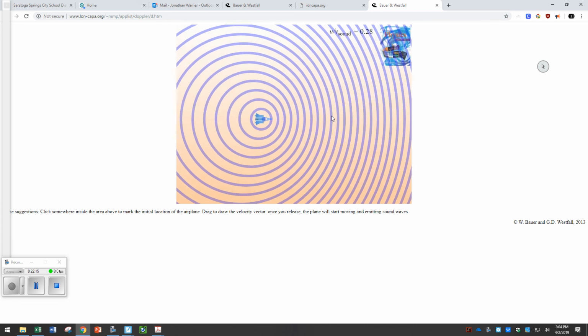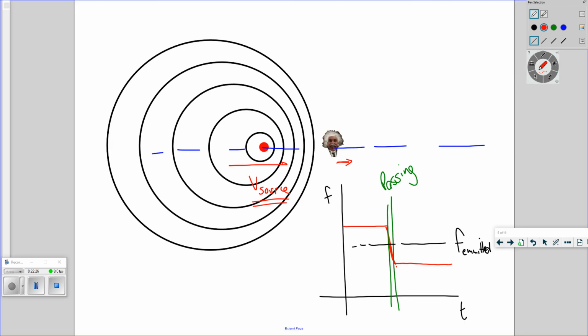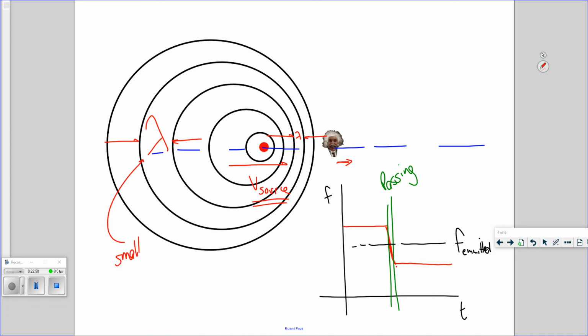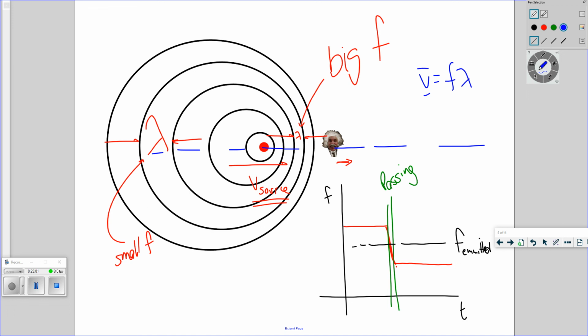I mean, if wave speed is the same everywhere, out here, what we get is a small wavelength. This is a large wavelength. And because wave speed is the same everywhere, not source speed, wave speed depends on the medium through which the wave travels. These waves travel at the same speed in every direction. Well, when there's a big wavelength, there's a small frequency. When there's a little wavelength, there's a big frequency. We're saying that v equals f lambda, and the velocity of the wave is the same everywhere in that medium, so these are inversely related.